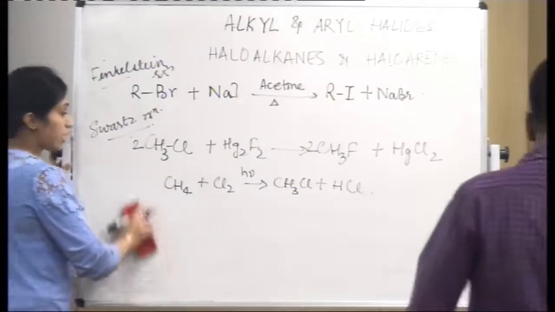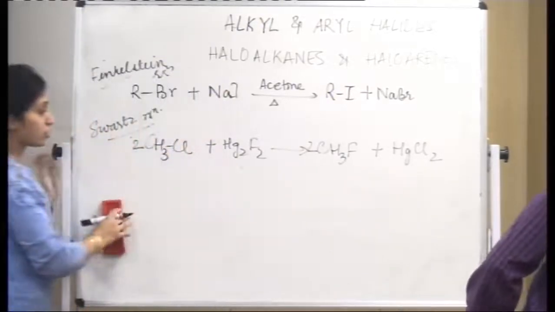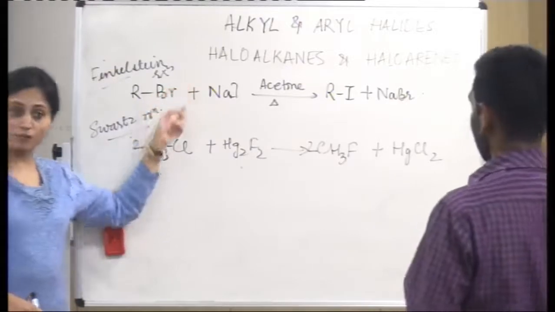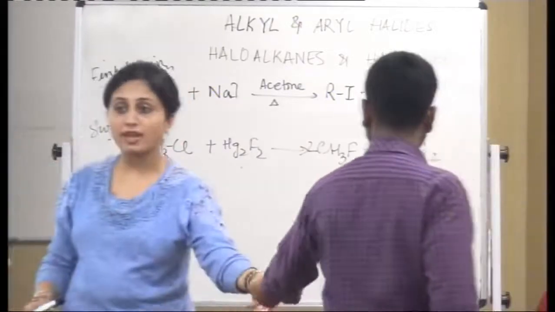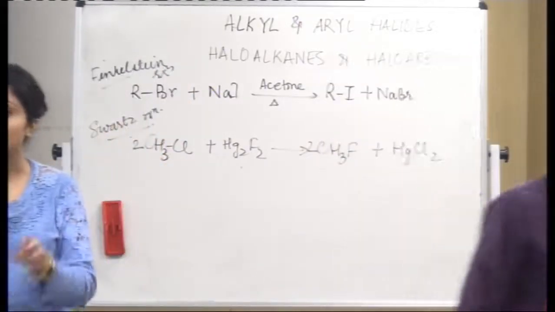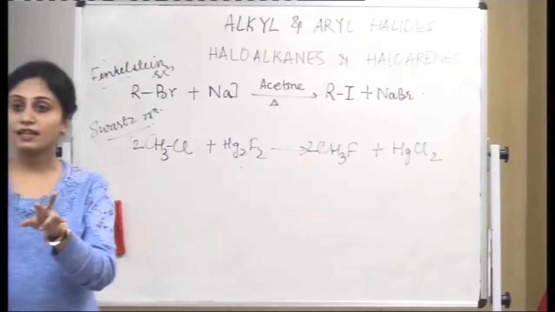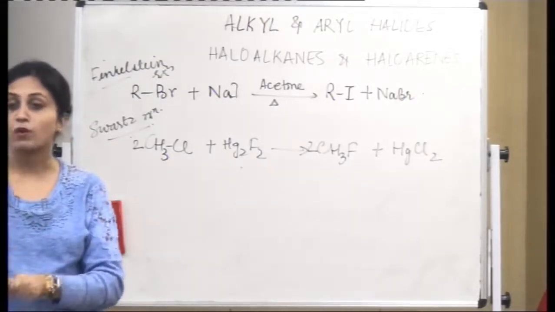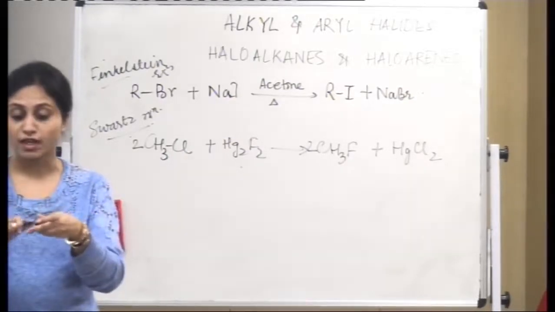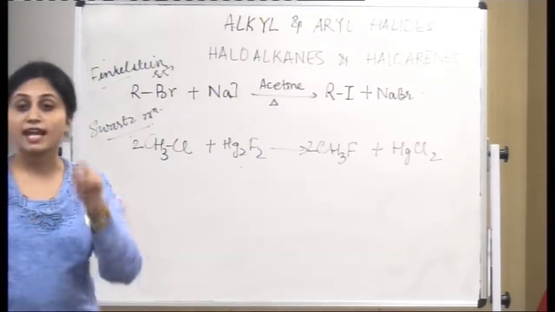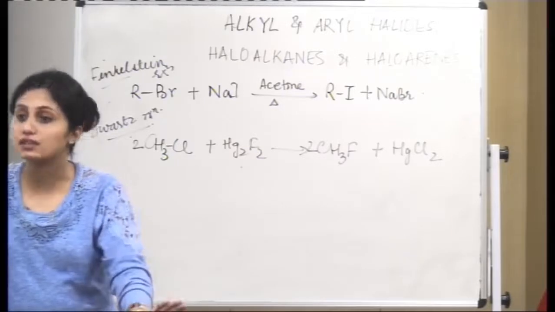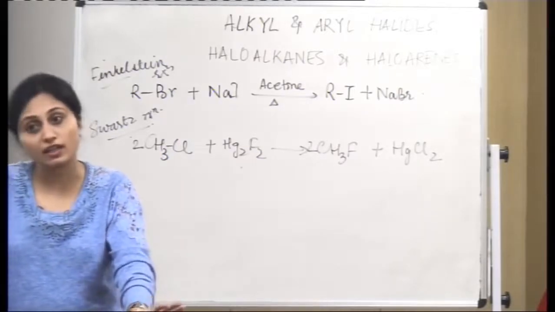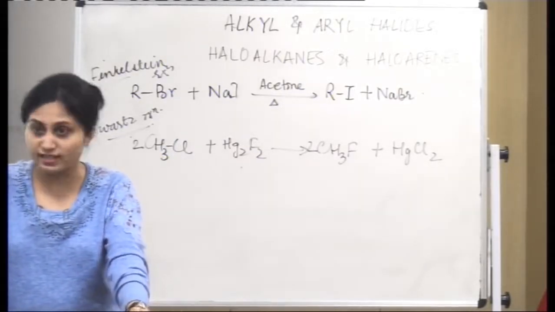Then, once some of the halides are already prepared, from them you can also prepare the alkyl halide, depending upon what choice you want, by exchanging the halogen. There are two name reactions. On hearing NaI, what should you remember? Finkelstein reaction. Mercury fluoride: Swarts reaction.